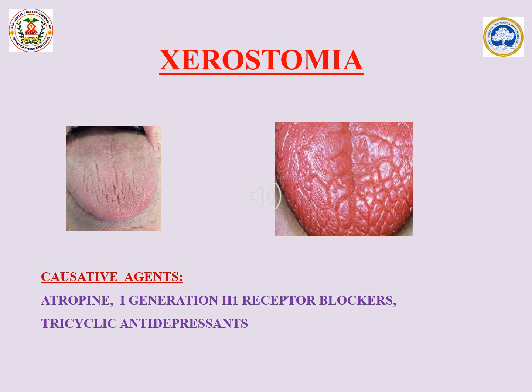This slide shows xerostomia, the condition that occurs due to decrease in salivary secretion. Drugs like anticholinergic drugs, in particular anti-muscarinic group of drugs like atropine and first generation histamine H1 receptor blockers like pheniramine, chlorpheniramine, diphenhydramine, dimenhydrinate. These first generation H1 antihistaminic group of drugs also have anti-muscarinic action, so they can also cause xerostomia. Apart from this, tricyclic antidepressant group of drugs can also cause xerostomia.